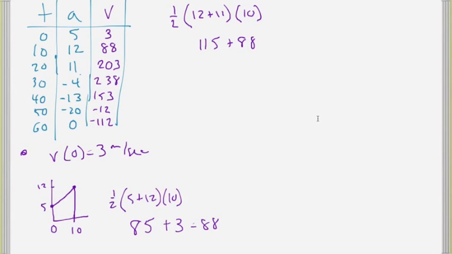Question number 3 on the sheet then says, assume that the average velocity in each time interval is the average of the velocity at the beginning and the velocity at the end. So we can take the averages of the beginning and the end. Typically they're saying it's really unsafe mathematically to take an average of averages. That's a really dangerous thing to do.